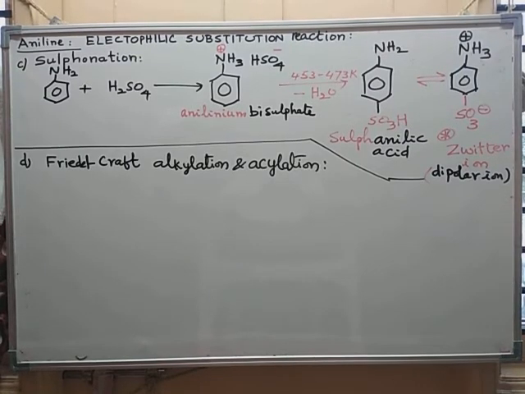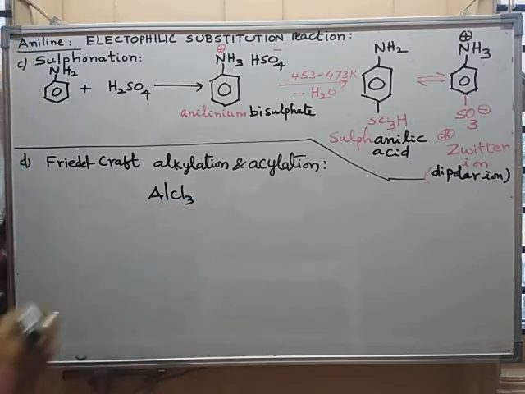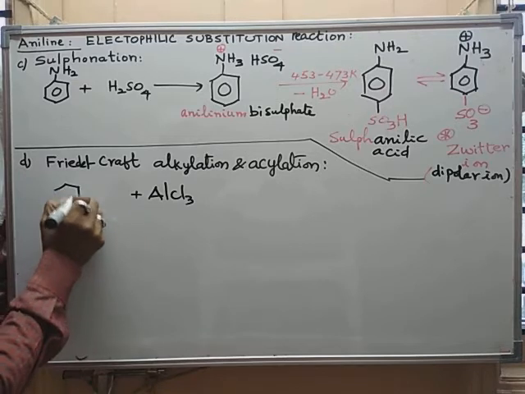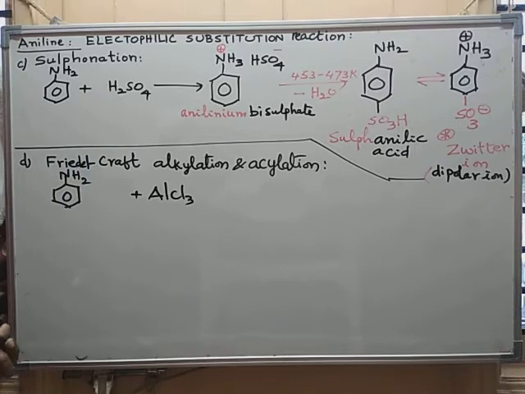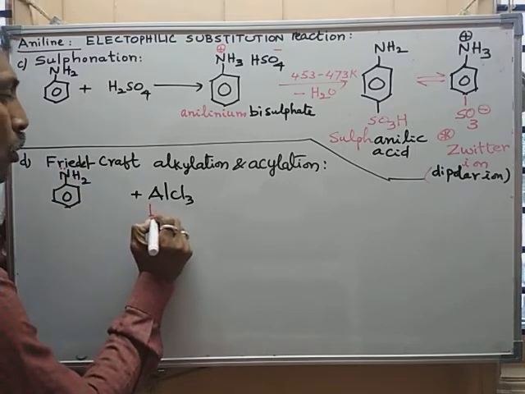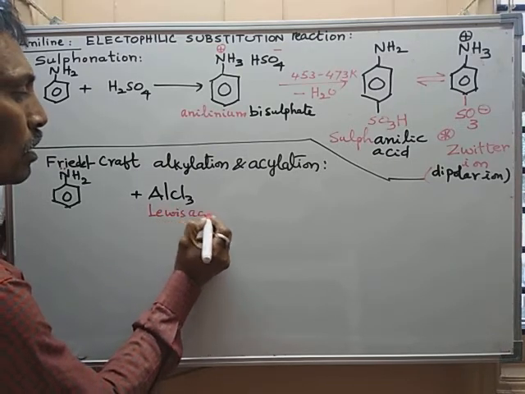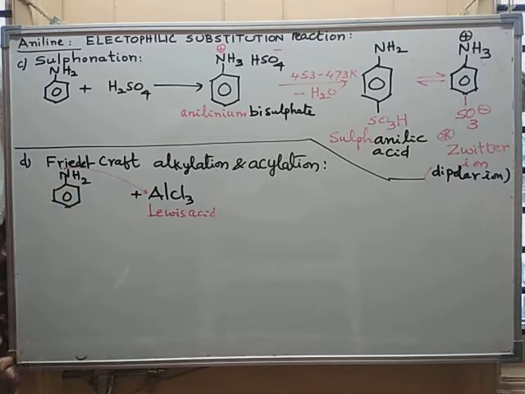Now observe the next reaction, Friedel-Crafts alkylation and Friedel-Crafts acylation. What is the catalyst used here? The catalyst used is AlCl3, anhydrous aluminium chloride, and it interferes with aniline. Why? Because the nitrogen in aniline has a lone pair of electrons, AlCl3 is a Lewis acid, and aniline is a base. So what is possible? The electron pair on nitrogen is donated to AlCl3 to form a salt.